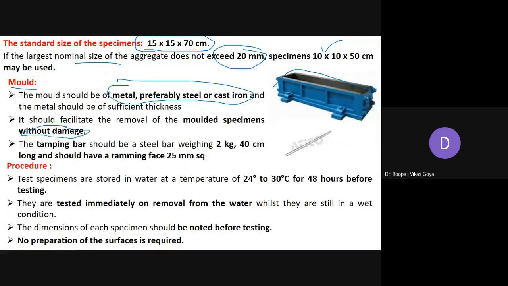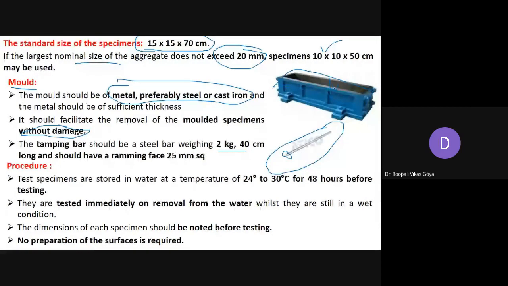Now initially we have to do the tamping. The concrete proportion that we are deciding is to be properly and thoroughly mixed, and for that we generally use this tamping bar. This tamping steel bar may be of weight 2 kg, 40 centimeter long, and should have a ramming face of 25 mm square. We use this tamping bar just to tamp the concrete, and then we keep it on the vibrating table. Whatever is desired as per design, you have to prepare your beam, sorry, not cube, it's a beam. Once it is done, full compaction is applied.